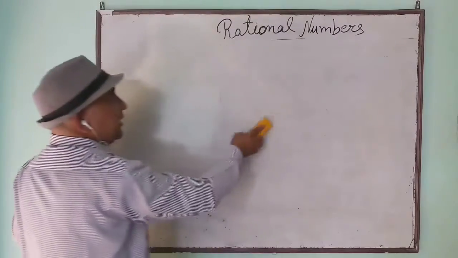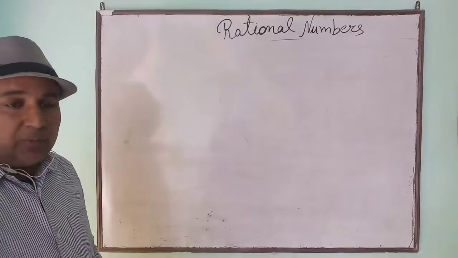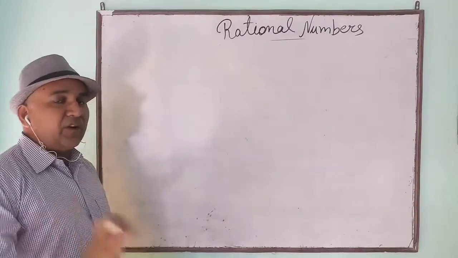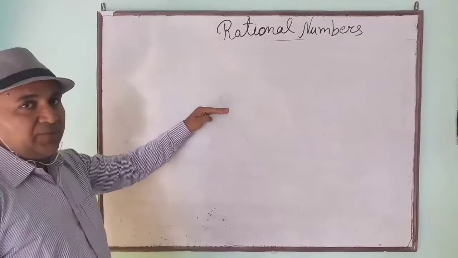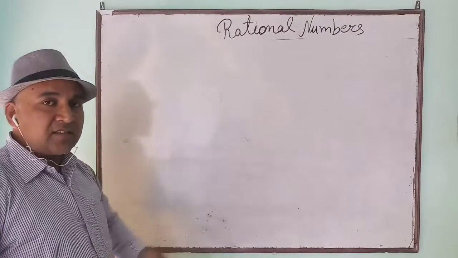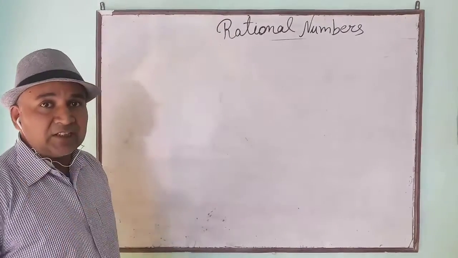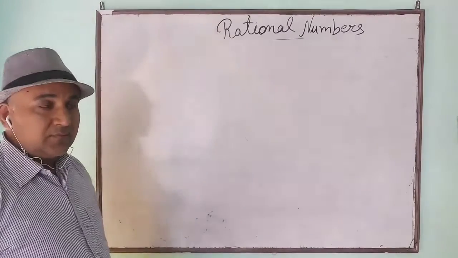The main point about rational numbers: you have to remember that it can be written in the form of P by Q. You have seen the examples of rational numbers. Now, is there any number which is not a rational number? See the example.